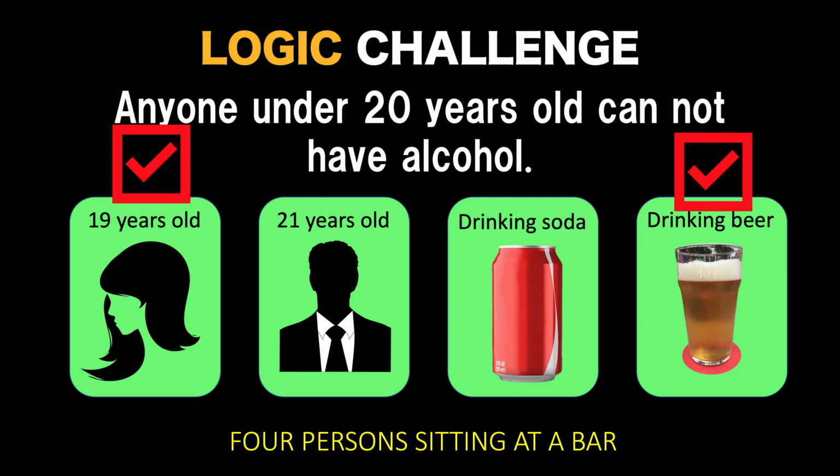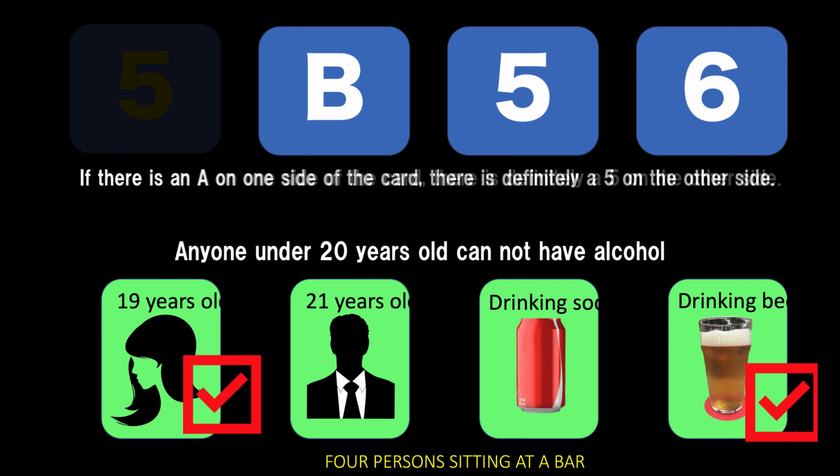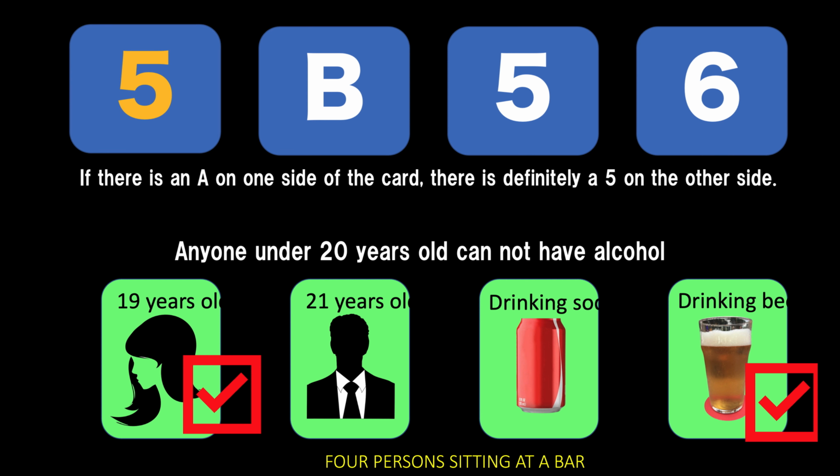The same analysis is to be used in our main problem here. The statement says that if there's an A on one side of the card, and the first card has an A, we want to investigate whether this has a 5 at the back or not. Because if this has a 5, then this statement is true. On the other hand, if the number at the back is not 5, then the statement is wrong. So we need to flip over the first card.